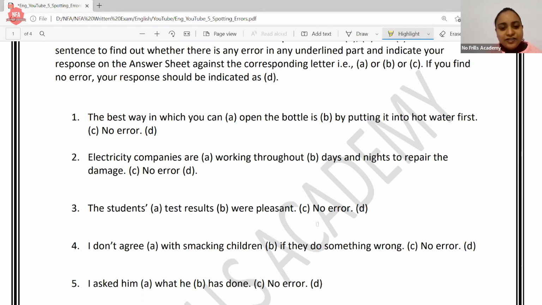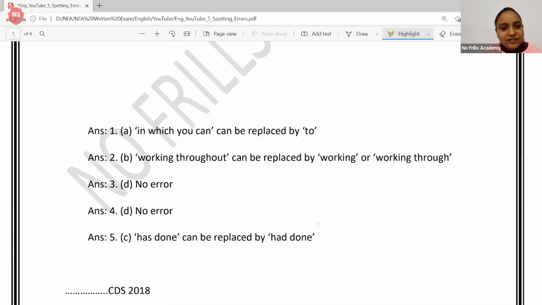Okay, so let us check back our answers. First is A, in which you can be replaced by 2. We'll go back again to understand. 2 is B, 3 is D, no error. 4th is D, no error. 5th is C, has done has to be replaced by had done. Let us understand why.